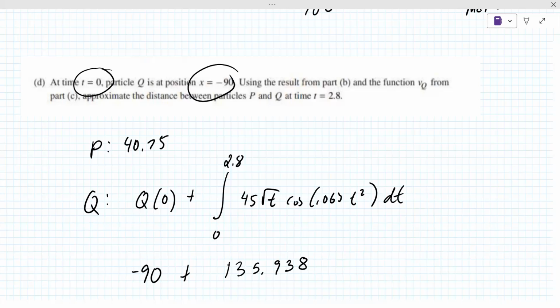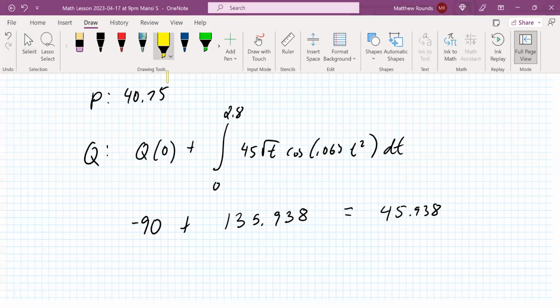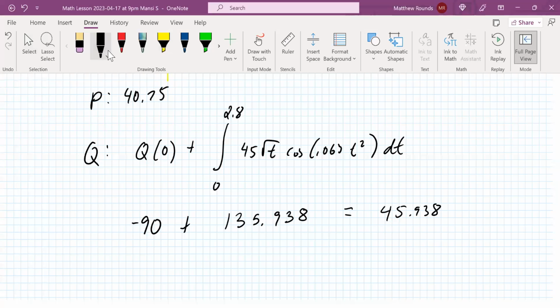Okay, yeah, I got that too. So we have to add these together. So that gets you to 45.938. And they just want the distance between here. So that means just how far apart are they? They don't care about direction.